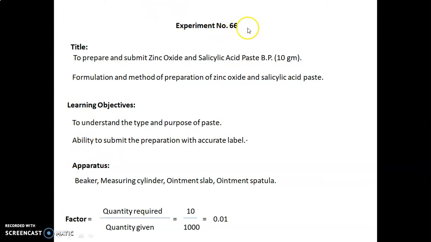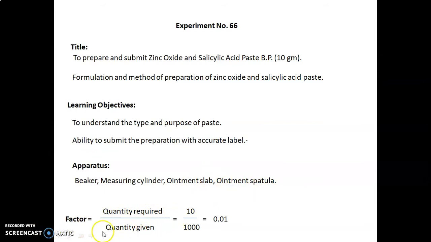Experiment number 66. The title of this experiment is to prepare and submit zinc oxide and salicylic acid paste BP, 10 gram, which is given in the British Pharmacopoeia. In this we will study the formulation and method of preparation of zinc oxide and salicylic acid paste. Learning objectives are to understand the type and the purpose of the paste and the ability to submit the preparation with the accurate label. Apparatus required are beaker, measuring cylinder, ointment slab, ointment spatula.